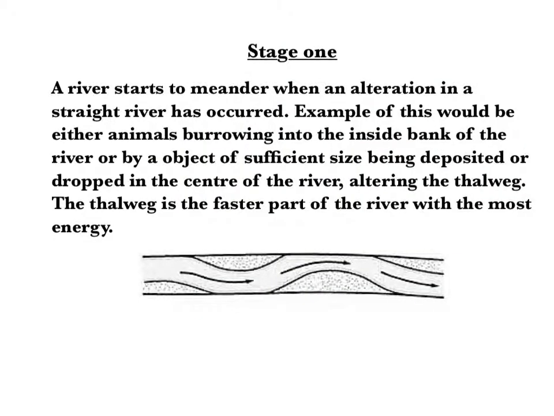To start, a river starts to meander when an alteration in a straight river has occurred. Examples of this would be either animals burrowing into the inside bank of the river or an object of sufficient size being deposited or dropped in the centre of the river, altering the fallweg. The fallweg is the fastest part of the river with the most energy.